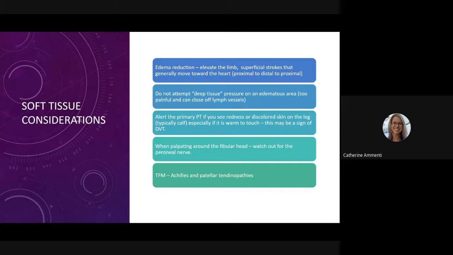When you're palpating around the fibular head, watch out for the peroneal nerve. You don't want to be pressing down on that. They won't like you. And then for your patients who have Achilles or patellar tendinopathies, transverse friction massage is a good strategy in addition to eccentric loading and isometric loading.